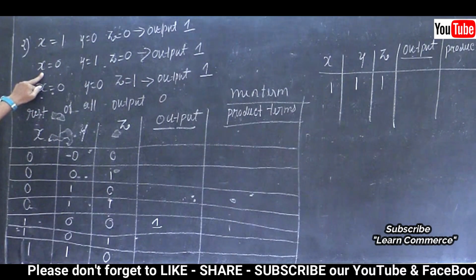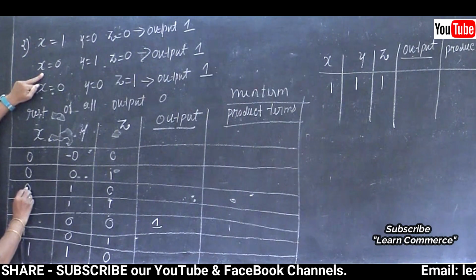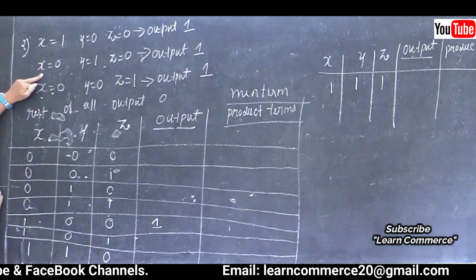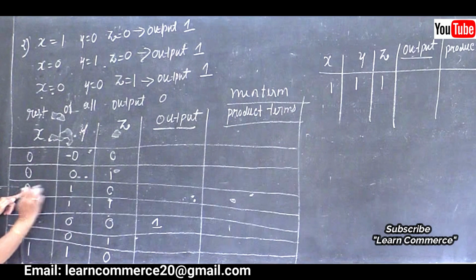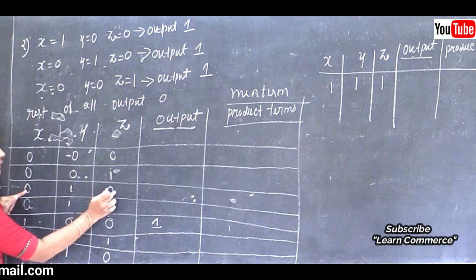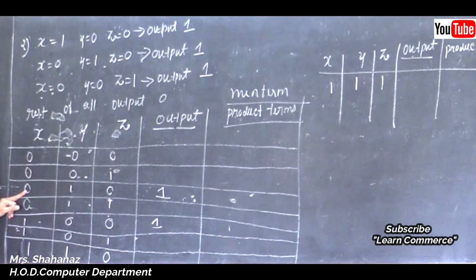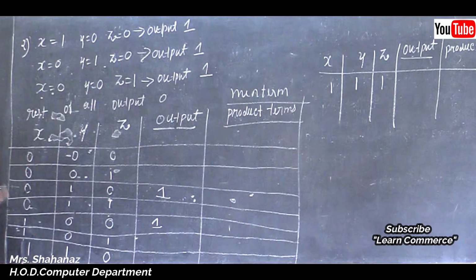So 0, 1, 0, that means our 0, 1, 2 in the second column. The x value is equal to 0, y value is equal to 1, z value is equal to 0. That means I am going to take the output as 1 in such column. And next one, x is equal to 0, y is equal to 0, z value is equal to 1. So that means 0, 0, 1.